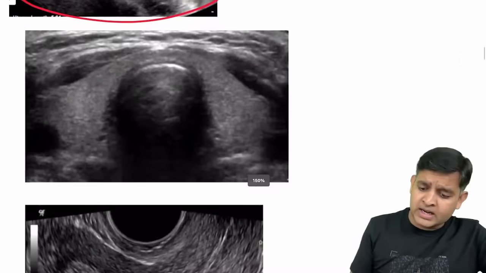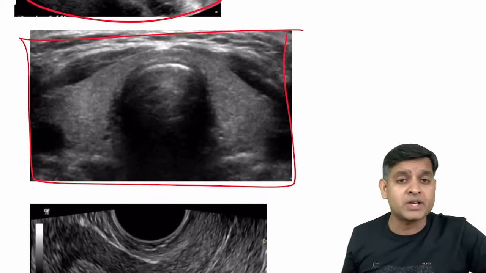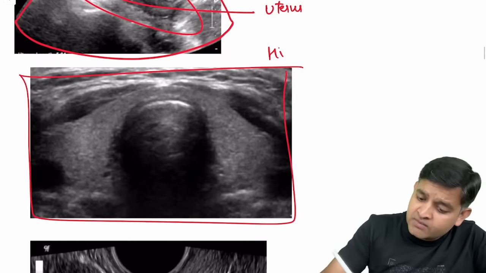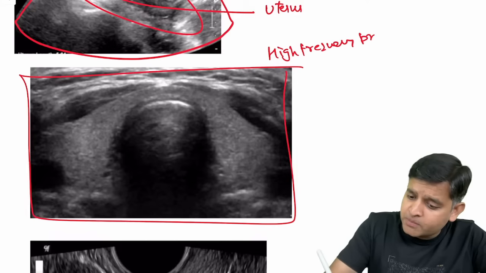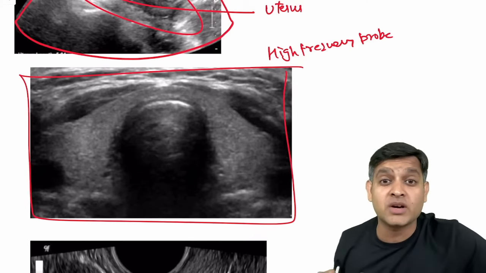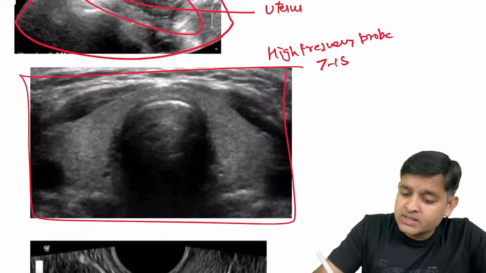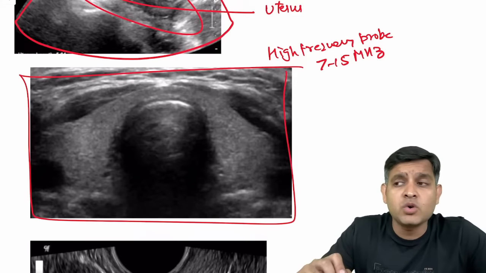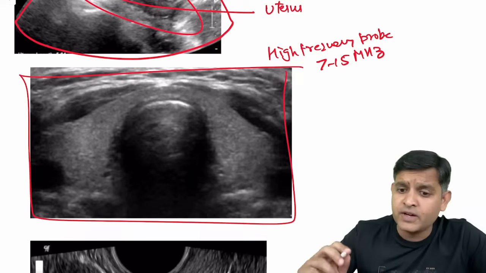Okay. On the other hand, if you see a rectangle or a square shape image, this is done with a high frequency probe. Ab quickly se bata do, high frequency probe ki frequency kitni hoti hai? What is the frequency of a high frequency probe? High frequency probe is 7 to 15 megahertz.